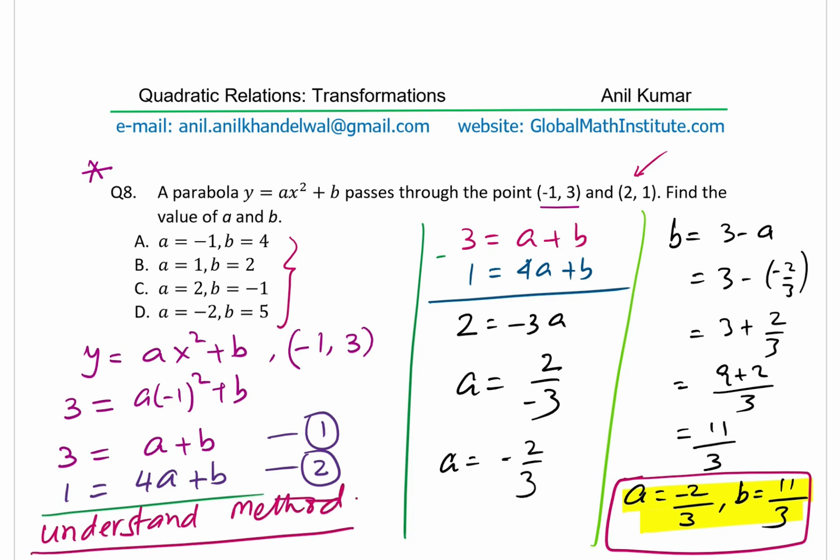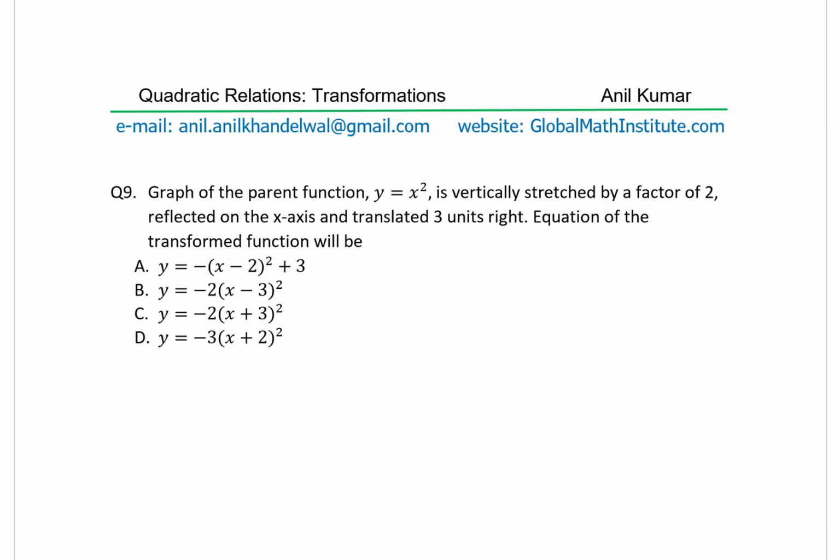So let me once again explain. We have two unknowns, right? a and b. And we have 2 points. That means we could get two equations. And from two equations, you can get those exact values, which we got. And that is our answer. Clear? Let's move on and take the next question, which is question number 9.